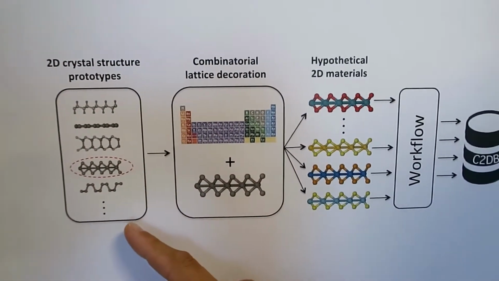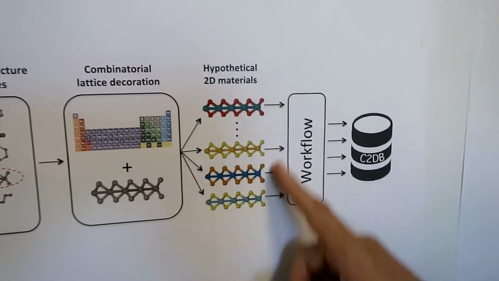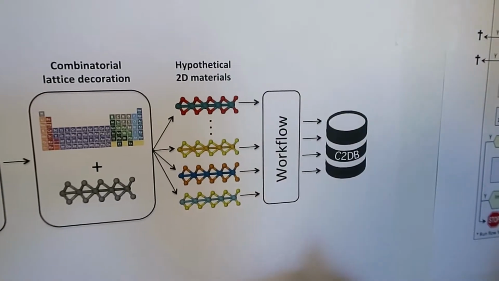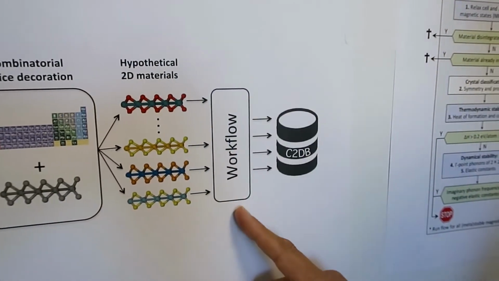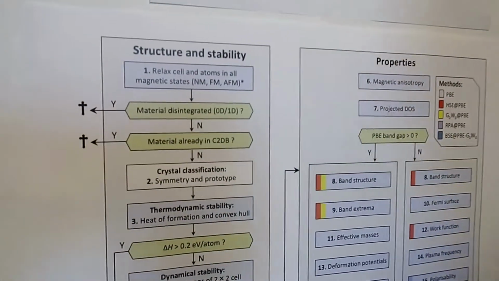So we start with an experimentally known 2D crystal structure. Then we decorate the lattice of that structure with different atoms. That creates a number of hypothetical 2D materials, which we then calculate in a workflow and put into our database. So over here, you can see the workflow that we're using.